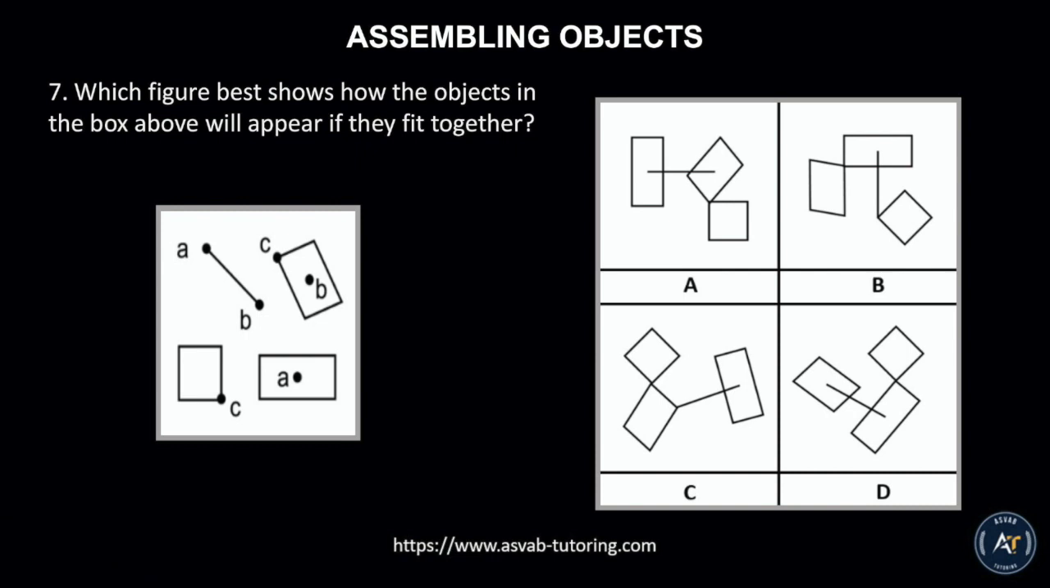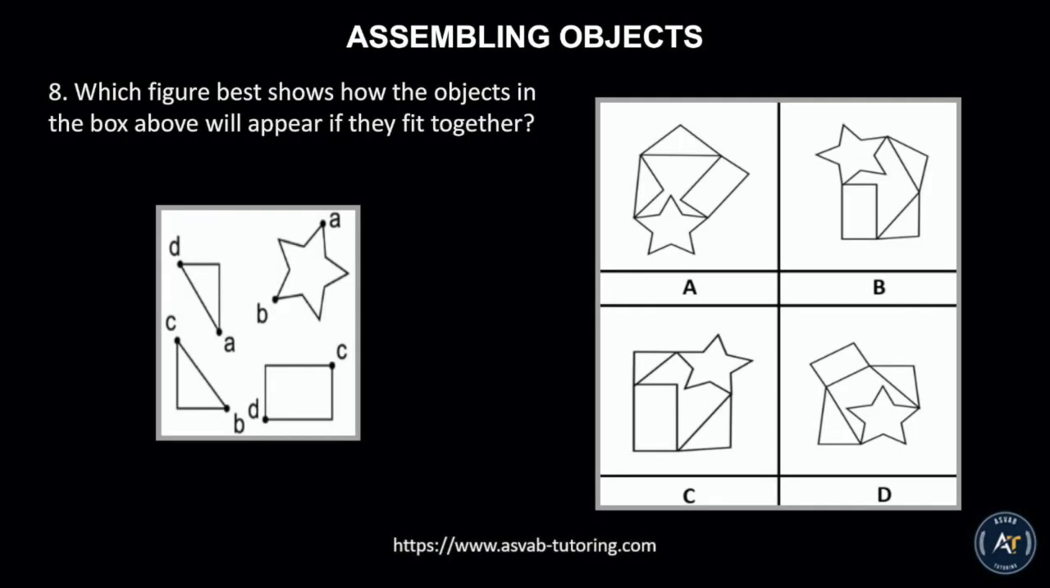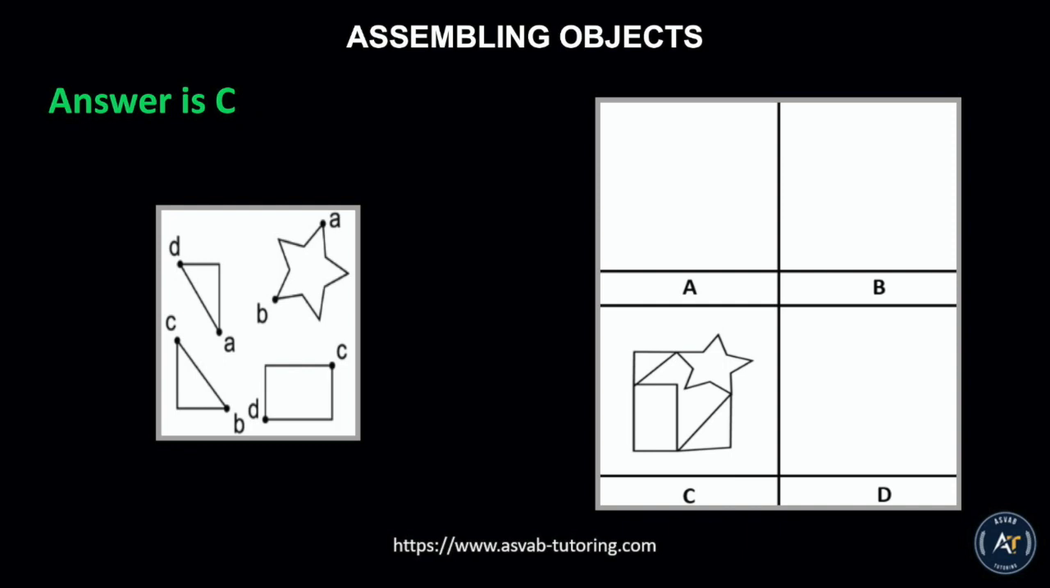Number 7. Which figure best shows how the objects in the box above will appear if they fit together? The correct answer is letter A. Number 8. Which figure best shows how the objects in the box above will appear if they fit together? The correct answer is letter C.